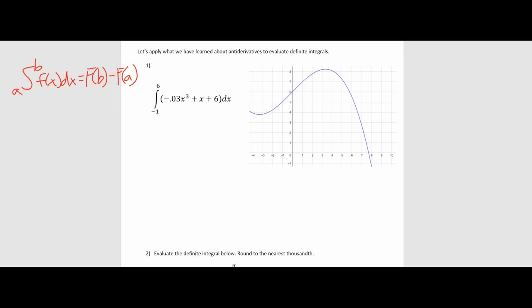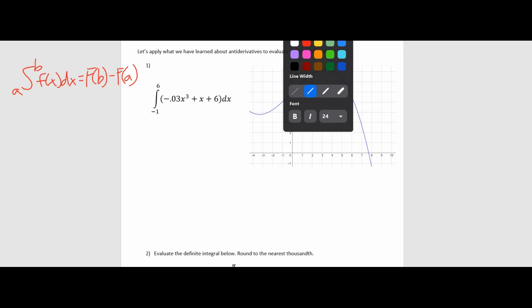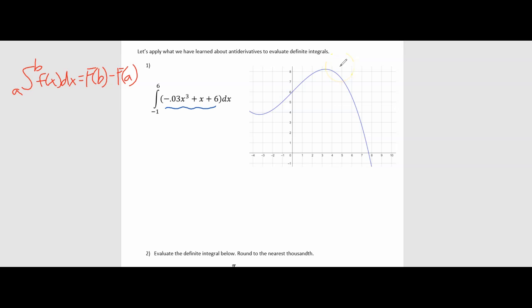So what does that look like here? Well, here's our function f of x, right? Here's our a value, here's our b value. So can you find the antiderivative of f and then evaluate it at b, evaluate it at a, and subtract those values? Pause the video, see if you can do that, and then I'll put the work up here.